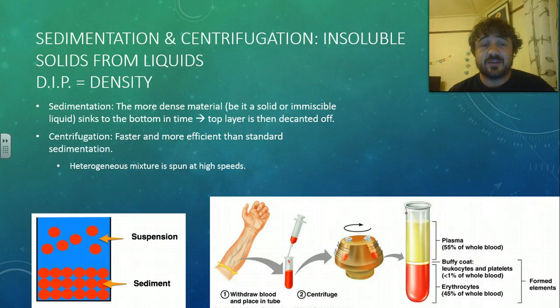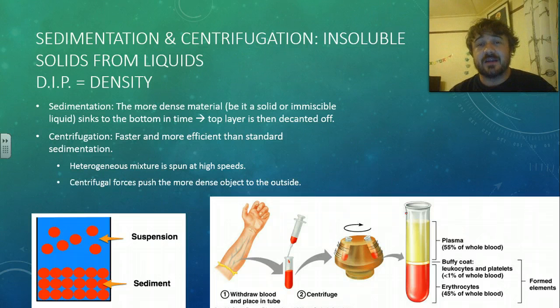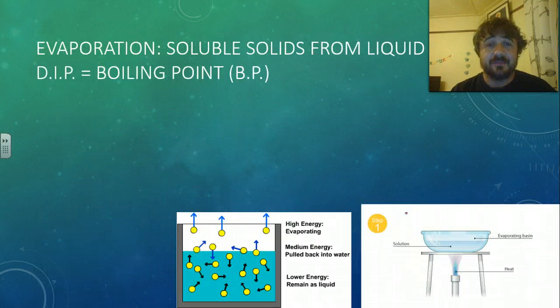So a heterogeneous mixture, two separate substances, not the same throughout, are mixed, spun at high speed, and the centrifugal forces pull them apart. And the top layer is again just poured off, decanted off.